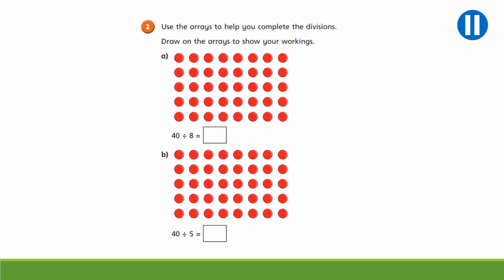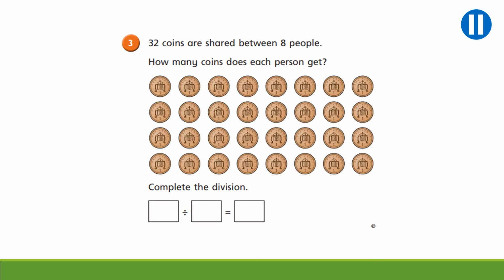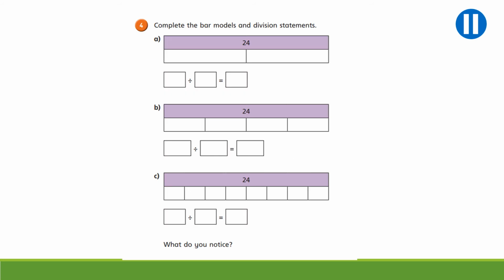Pause the video here to answer question number 2. Use the arrays to help you complete the divisions. Draw on the arrays to show your workings. Question number 3. 32 coins are shared between 8 people. How many coins does each person get? Pause the video to answer this question. Question number 4. Complete the bar models and division statements. Think about what we did previously in this lesson to help you.